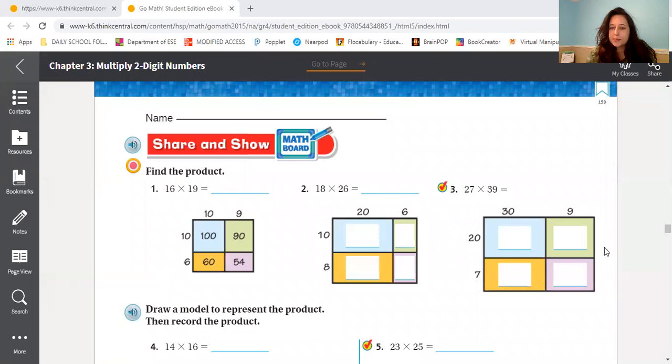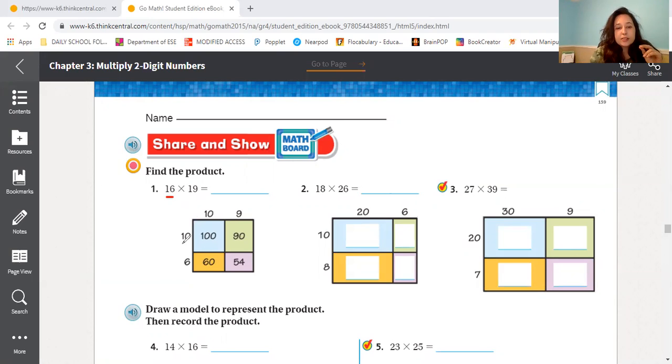Here we have 3 problems, and they've already broken it into the boxes for us. And how we do this is by breaking the 16 into expanded form. So we take it by tens and by ones. So we'll do 10 and 6, and then at the top we have 10 and 9 to make the 19.